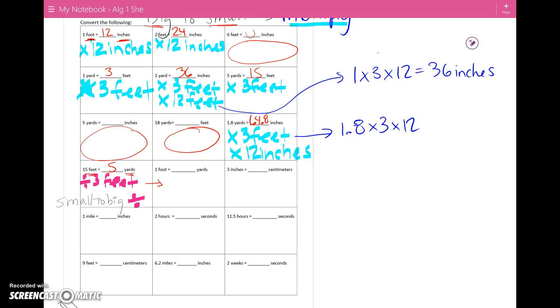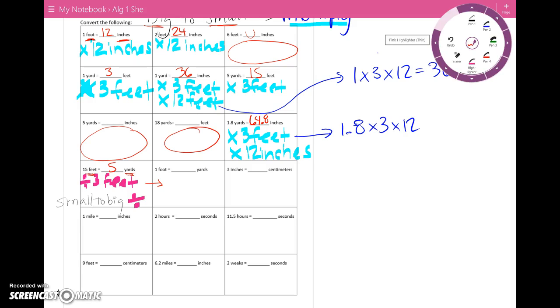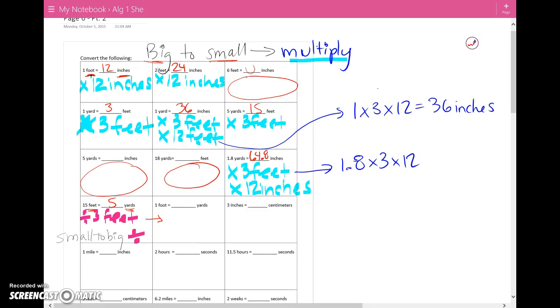So this next one here, we're going from inches to centimeters. Is an inch bigger than a centimeter, or is a centimeter bigger than an inch? Well, look at your ruler on your desk. Well, obviously, an inch is bigger than a centimeter. So we're going from big to small. So I know that I'm going to multiply.